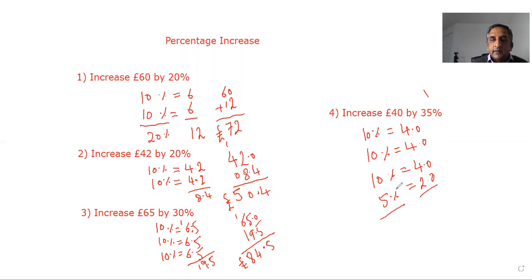Now we add them. When you add this side, it will be 10, 20, 30, and 35, so it will be 35%. And when you add this side, it becomes 4, 8, 12, 14, so basically 14 pound. So we add 14 to 40 pound to get the final figure. 4 plus 0 is 4 and 1 plus 4 is 5. So 54 pound will be our answer if we increase 40 pound by 35%. This will be our final answer.